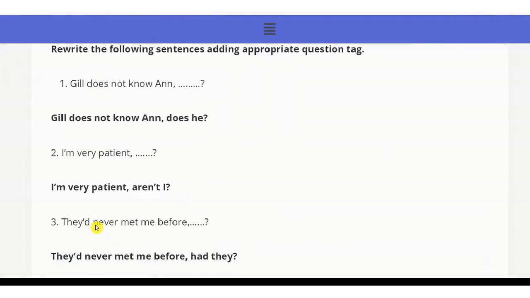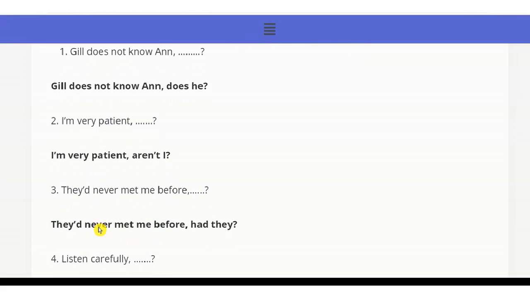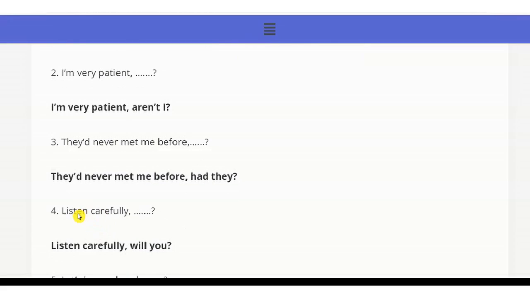Likewise, they had never met me before. They'd never met me before. Never makes the statement negative. This kind of answer is had they. Listen carefully. This is an imperative sentence, a command-giving sentence. It gives you a command, so will you.